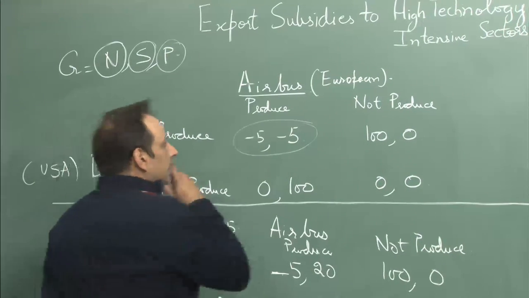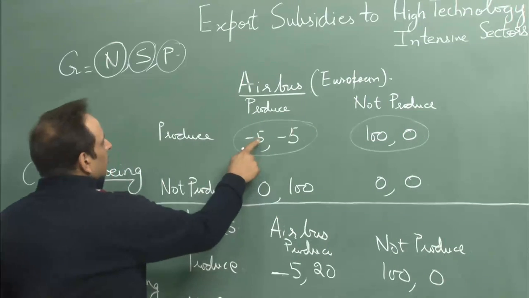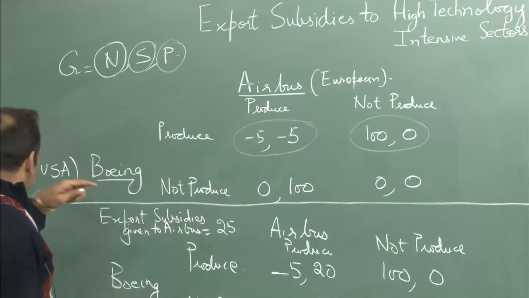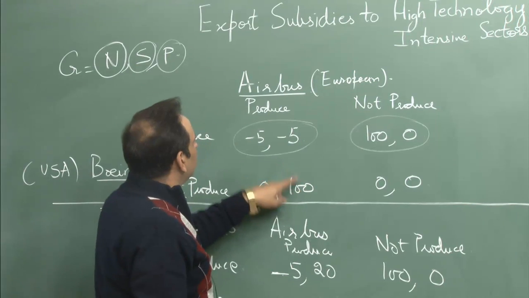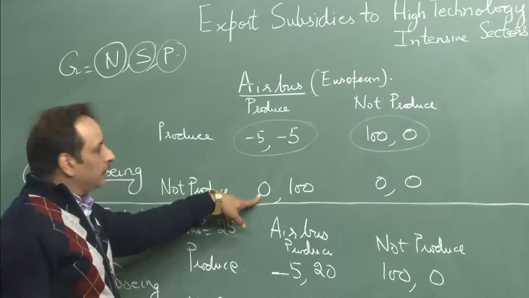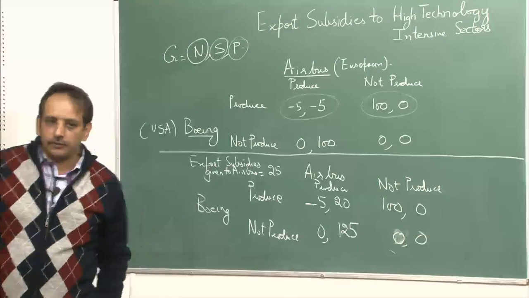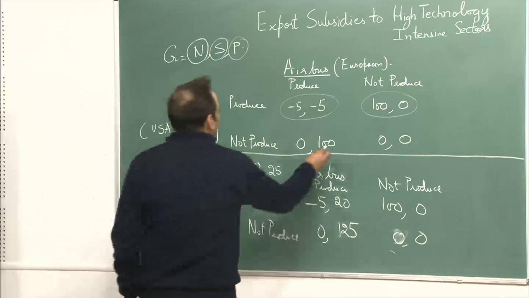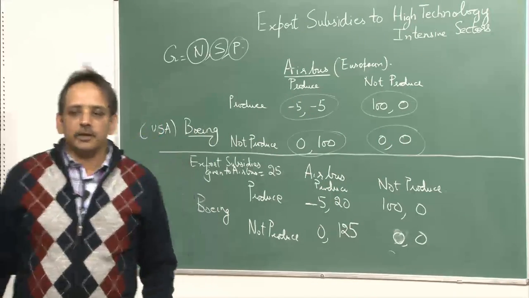If Boeing produces and Airbus doesn't produce, it's 100 and 0. The first is the payoff for Boeing, the second one is the payoff for Airbus. And if Boeing doesn't produce and Airbus produces, Airbus earns a profit of 100, Boeing nothing. And when both of them don't produce the same aircraft, nothing for them, 0 and 0. Now in this case, where you have all these payoffs, you need to find out the Nash equilibrium. Can you let me know what will be the Nash equilibrium?